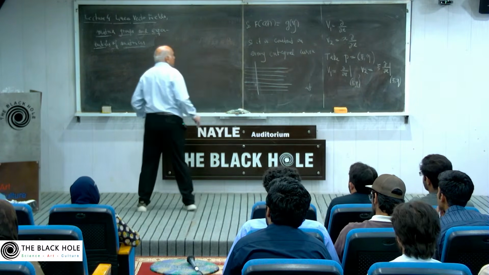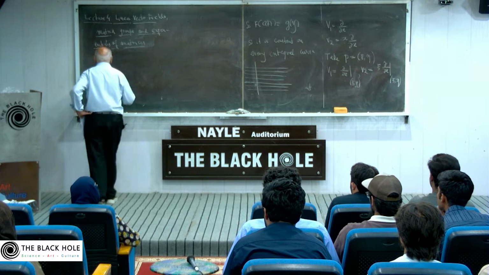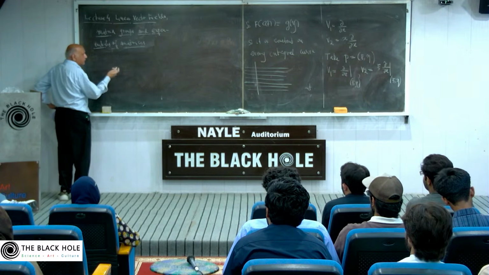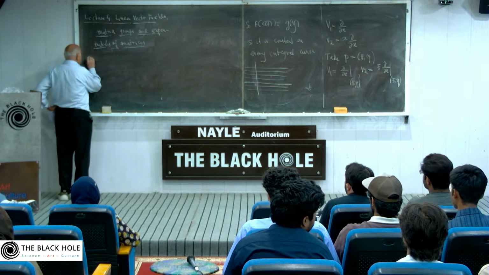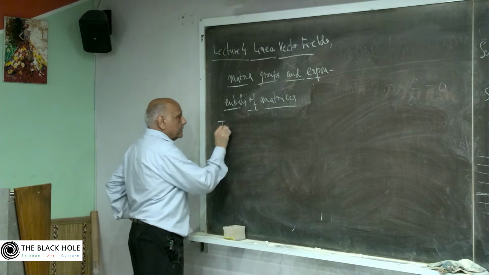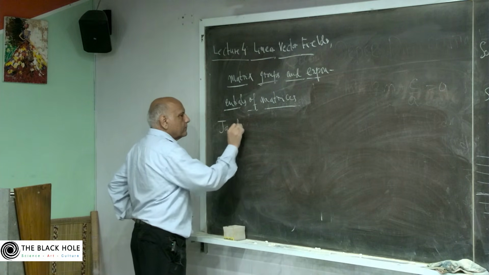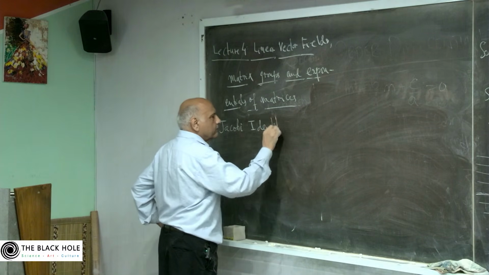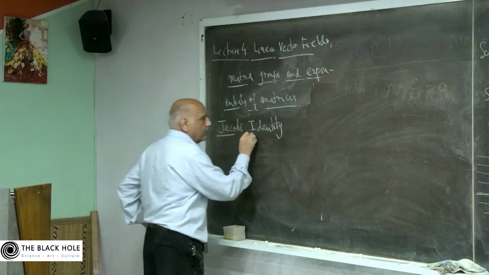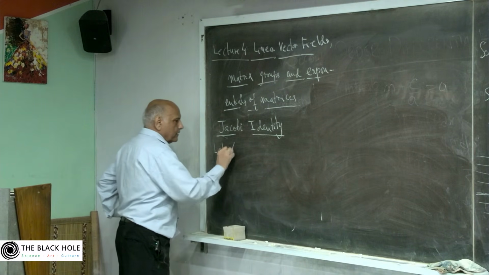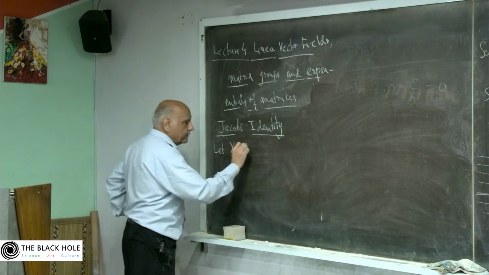Okay. So now the other thing was the Jacobi identity. Last time I forgot to give you a proof of the Jacobi identity. So let x, y, and z be vector fields.